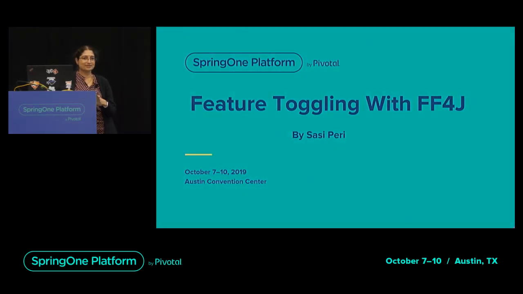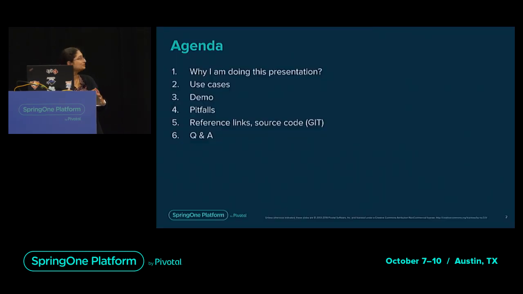For the next 50 to 60 minutes, we are going to explore feature toggling with the help of FF4J, Feature Flipping for Java. In this session, I'm going to give some background and explain where feature toggling actually fits in this CI/CD equation. That would also give some perspective as to why I'm doing this presentation.